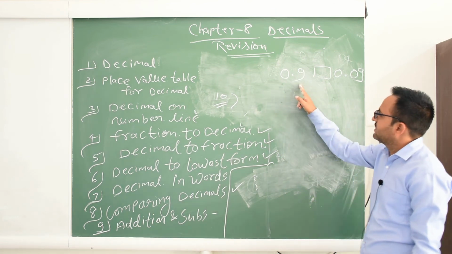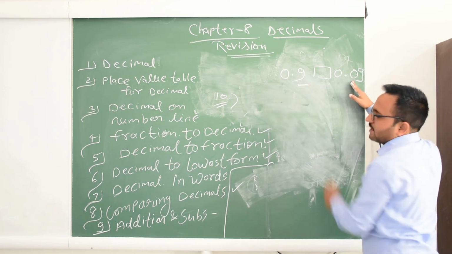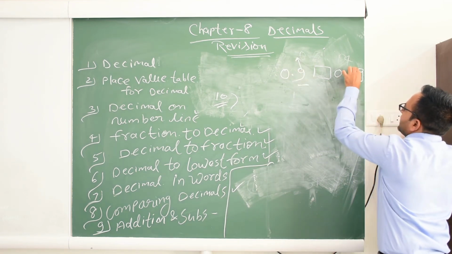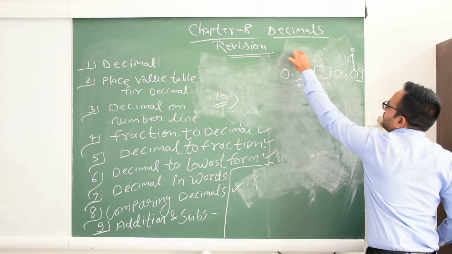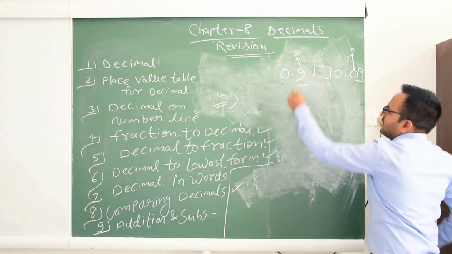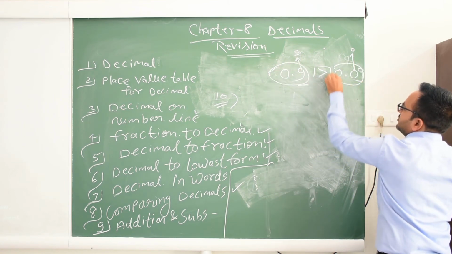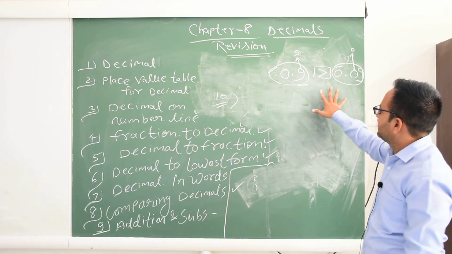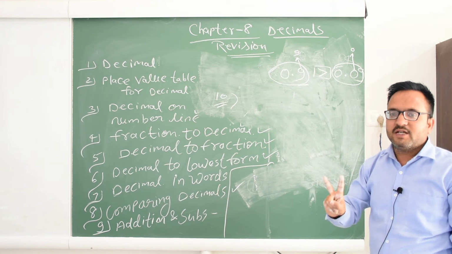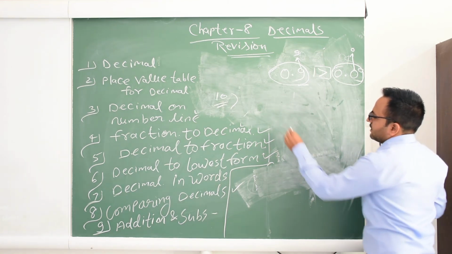The next digit is 9 and here 0. We have 9 in the tenths place and here in the tenths place we have 0. So which number is greater? 9 is greater. So 0.9 is greater than 0.09. This is your method for comparing two decimal numbers with the help of digit by digit. We take another example.